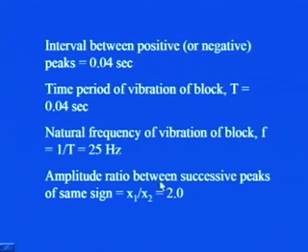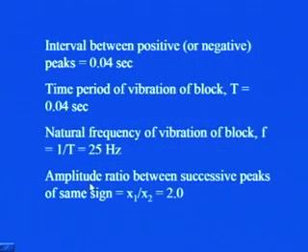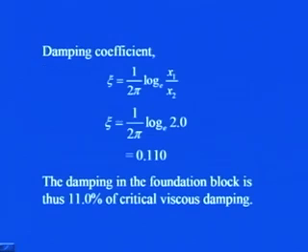So, the amplitude ratio between successive peaks of the same sign, that is x1 by x2, becomes 2. You can see here that if you take the ratio of two successive peaks, 16 by 8 becomes 2, 12 by 6 is 2, again 8 by 4 is 2, 2 and 1, the ratio is 2, then 1.5 and 0.75, the ratio is 2. You have to keep in mind the peaks of the same sign, because then only it is crossing its equilibrium position. So, x1 by x2 is working out to be 2 in this case.